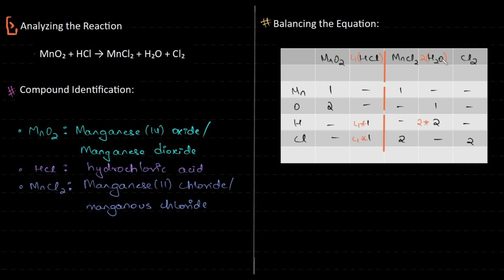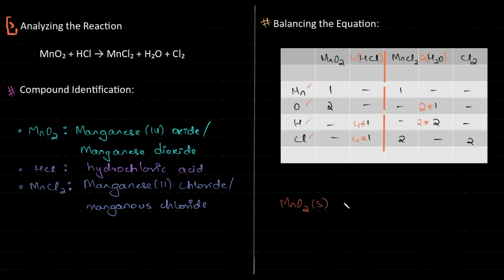H2O. A pair of H2O, H2O and H2O, will give us 4 hydrogen atoms. Is that correct? Since we are taking 2 water molecules, we have 2 oxygen as well. H2O and H2O will give us 2 oxygen atoms. Now let's look at it. I think it's balanced now. Your manganese is balanced, oxygen is balanced, hydrogen is balanced, and chlorine is balanced. And this is your, yes, balanced equation.